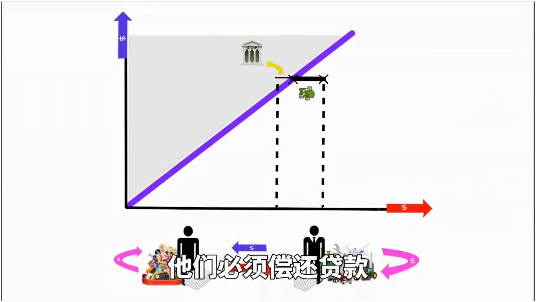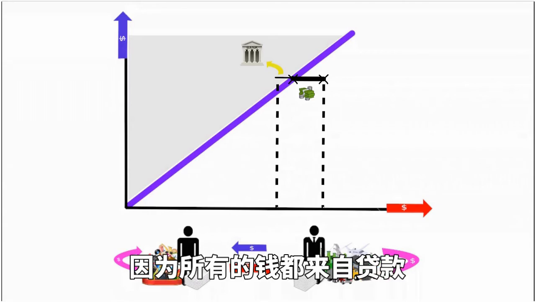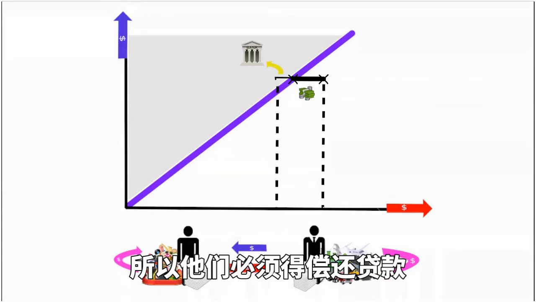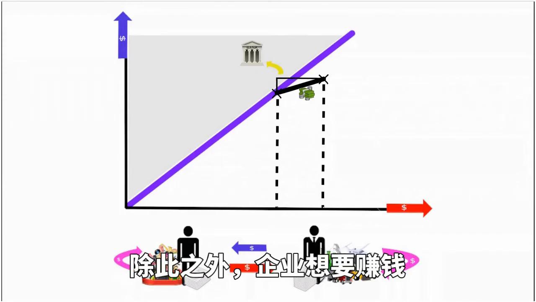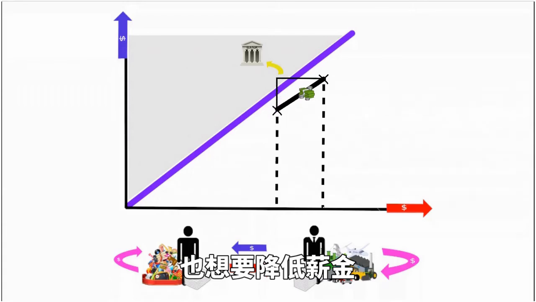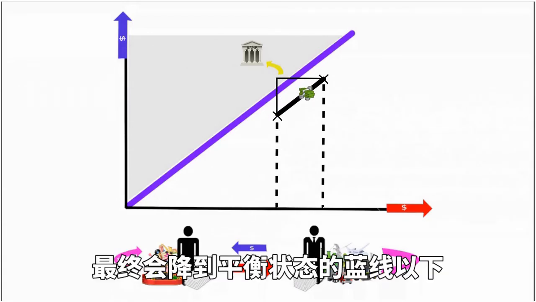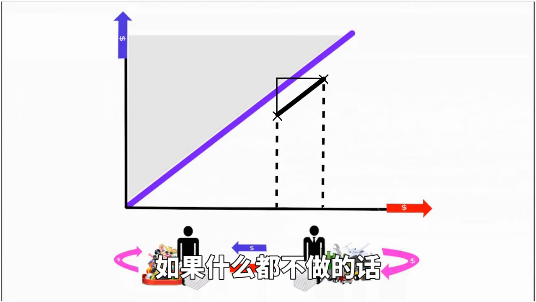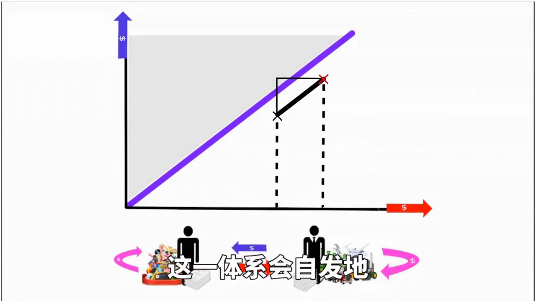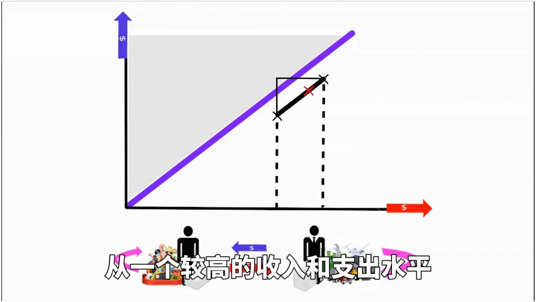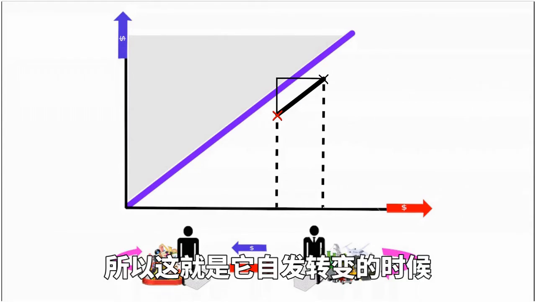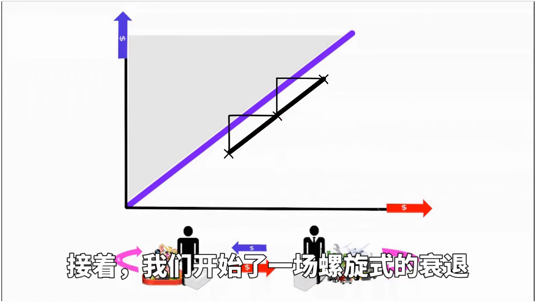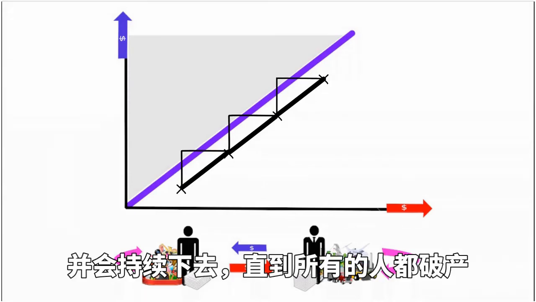They have to pay back their loans, because all the money comes from a loan. So it will have to be a lower balanced state. And on top of that, the businesses want to make some money and reduce the salaries to end up below the blue line, below the balanced state. So the system, if nothing is done, will spontaneously go from a higher level of income and expenditure to a lower level of income and expenditure. So that means it will go spontaneously into recession. And we start a spiral of recession that can continue until everybody goes broke.